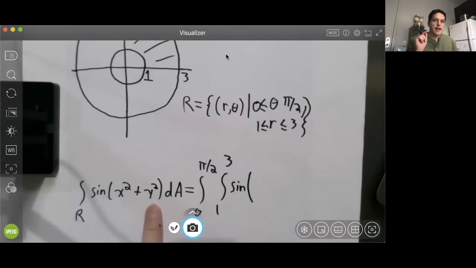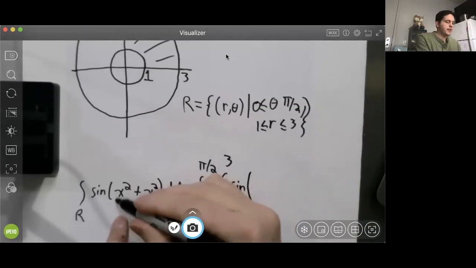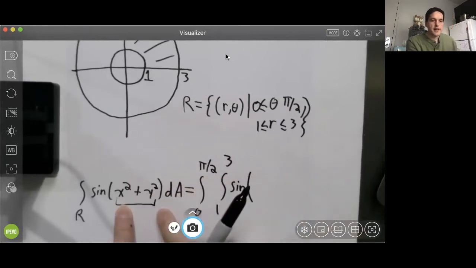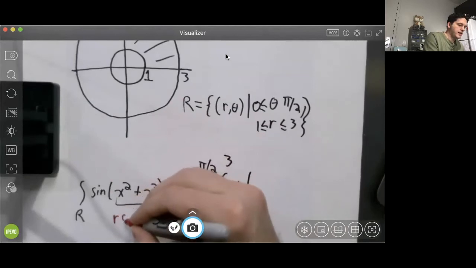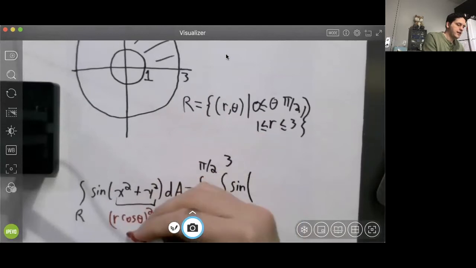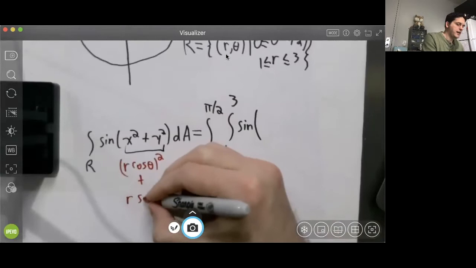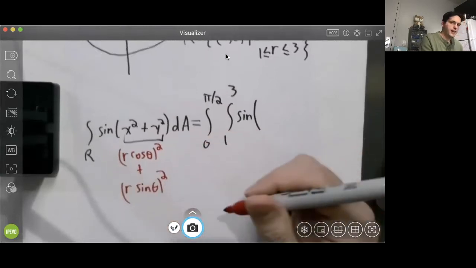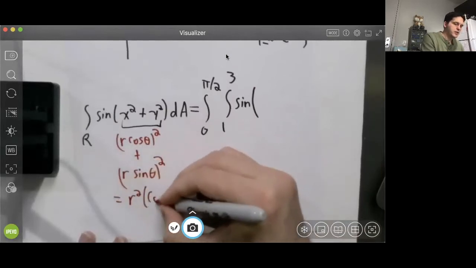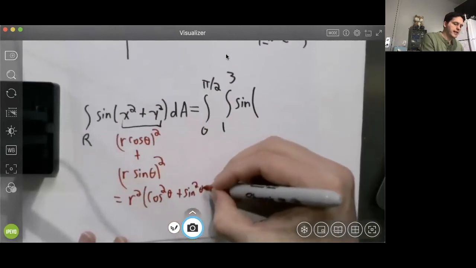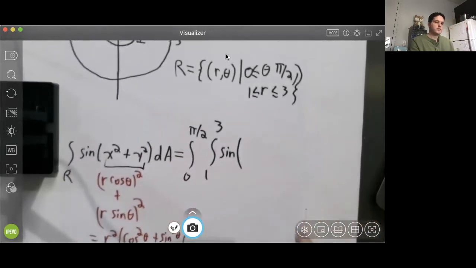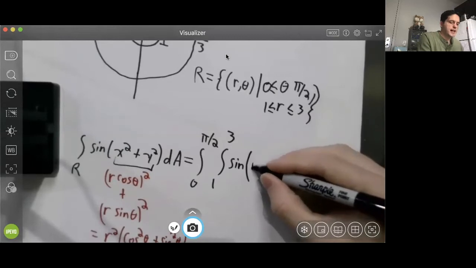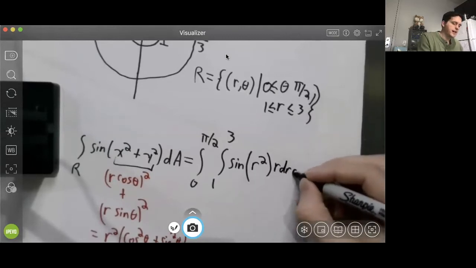And notice something important happens, something good happens. When we look at the expression x squared plus y squared, and we replace x with r cosine theta, and we replace y with r sine of theta, then what this becomes is r cosine theta squared plus r sine theta squared, and that is equal to r squared times cosine squared theta plus sine squared theta. And we know from trig that cosine squared plus sine squared is 1, so this is just equal to r squared. So here we have just sine of r squared, and then we have r dr d theta.